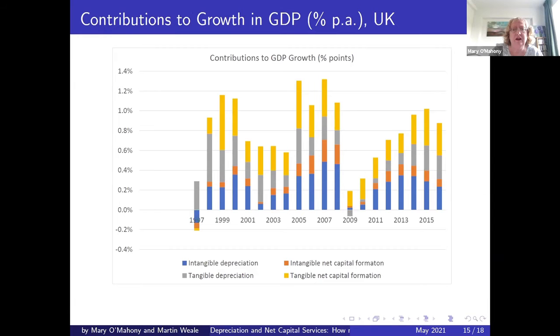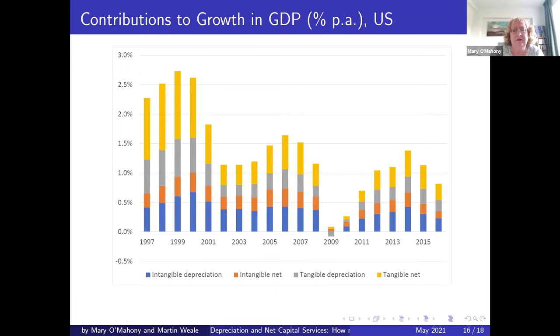Then we look at the contributions to growth in GDP, and what you want to compare here is the sum of the blue and the orange bars, that's the total intangibles, relative to the yellow and gray. And look at that relative to if you just compare the orange bars and the yellow bars. You'll see that it's quite clear at all time periods that the relative importance of the intangibles is much lower if you just concentrate on the orange versus the yellow than if you look at the whole picture. And we get a similar picture for the US.